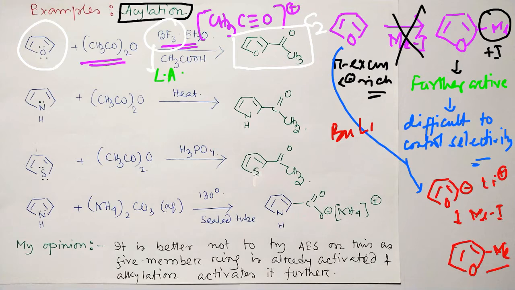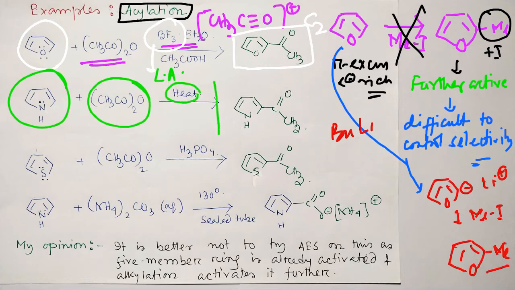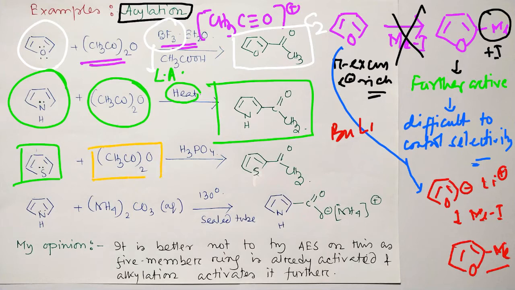Fine. In case of pyrrole, if you take simple pyrrole and acetic anhydride and you provide a little bit of heat, it results in 2 substitution. I'll come back to this again. In case of thiophene, if you take thiophene and this acetic anhydride and in presence of a little bit of phosphoric acid, it results in a similar substitution pattern.